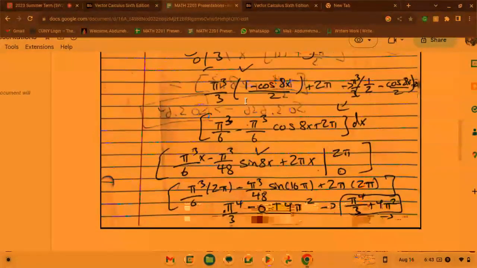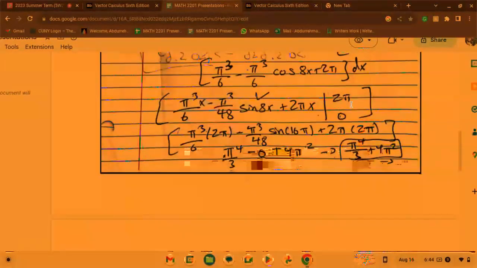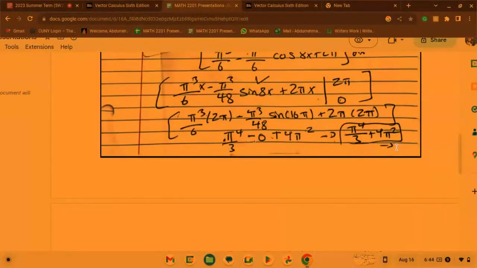Then we simplified the expression even more. We got pi cubed divided by 3 minus pi cubed divided by 6, sorry, again, cosine 8x plus 2 pi dx, which is what we have to solve for now. So we're going to integrate again now for dx. We're going to get pi cubed divided by 6x, and this is what we have right here. We plug in the 2 pi and minus 0 again. We simplify, and we finally get pi to the 4th divided by 3 plus 4 pi squared.